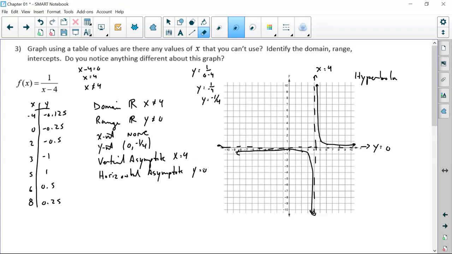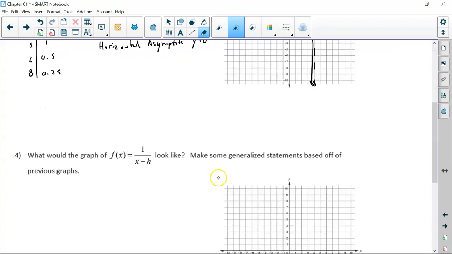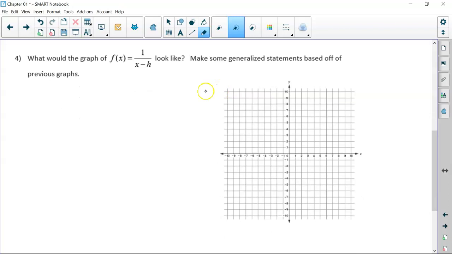Now, in the next problem, we're going to generalize some of this information based on our previous graphs. So what would the graph of f of x equals 1 over x minus h look like? Now, keep in mind, x cannot equal whatever h is. And the graph is going to be a hyperbola. So just kind of making up a number, it would maybe look like something like this. I'm just putting my vertical asymptote wherever I feel like it, and it would have this shape to it. That's the shape of a hyperbola.